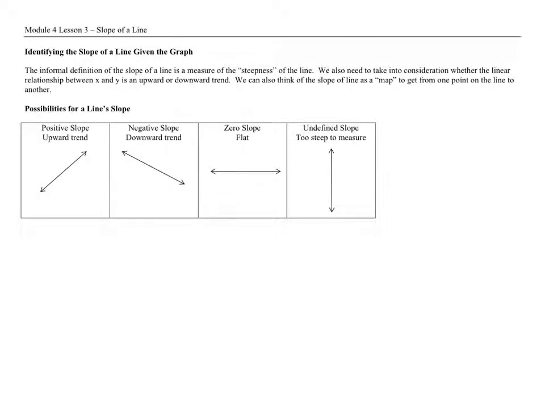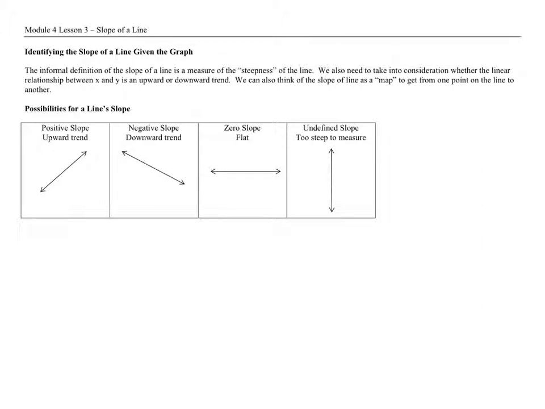Lesson 4, Module 3 is the slope of a line. And the slope of a line is how steep or inclined the line is. We measure this in wheelchair ramps, how inclined the road is, roof pitch. So there's lots of different uses for the slope of a line, especially in mathematics.